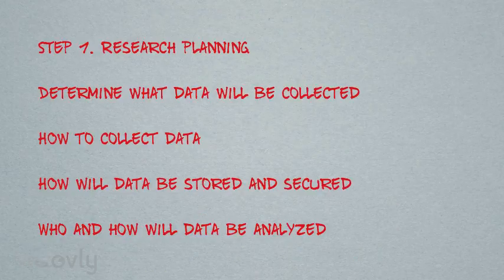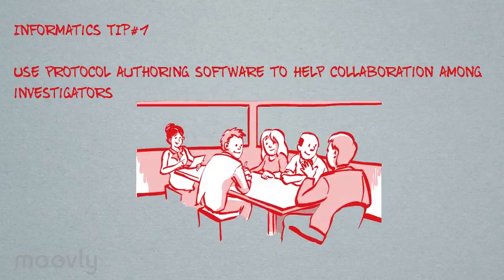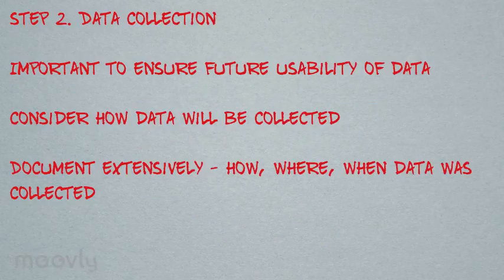Step 1 of the data lifecycle is planning. During research planning, researchers need to determine how data will be collected, stored, and analyzed. Informatics approaches which can aid in this step include the use of protocol authoring tools, which enable more efficient collaboration among different investigators. Step 2 of the data lifecycle is data collection.